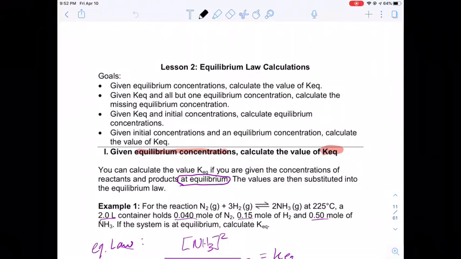Hi everybody, this is an equilibrium law calculation video. We're going to go through the various examples of equilibrium law calculations from our booklet, and we'll see how that goes.